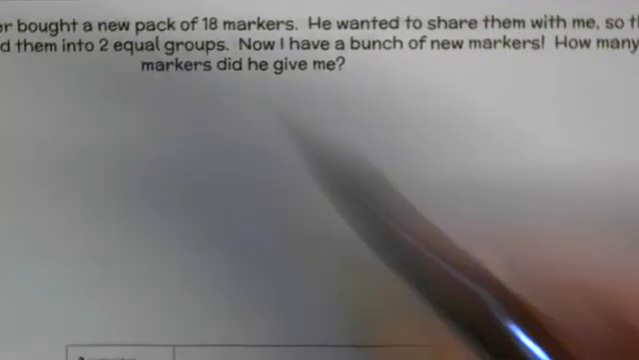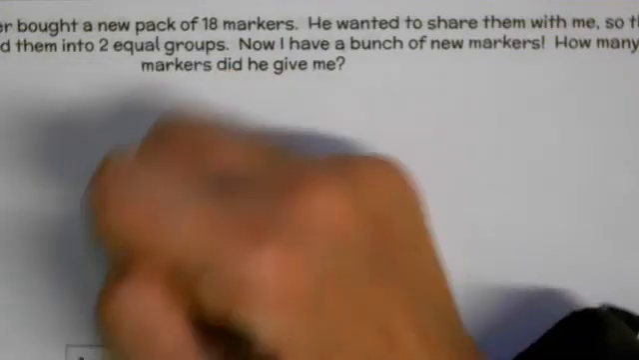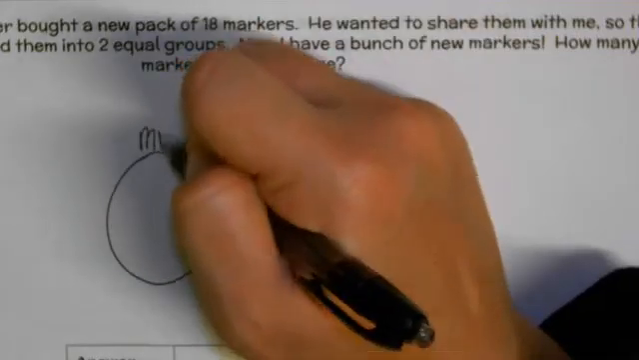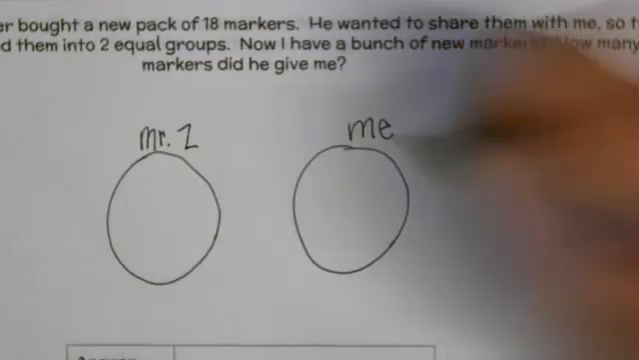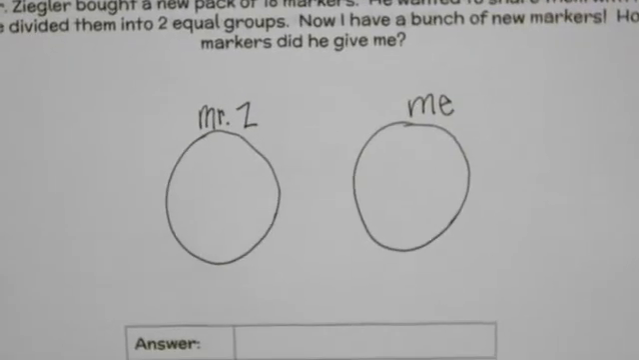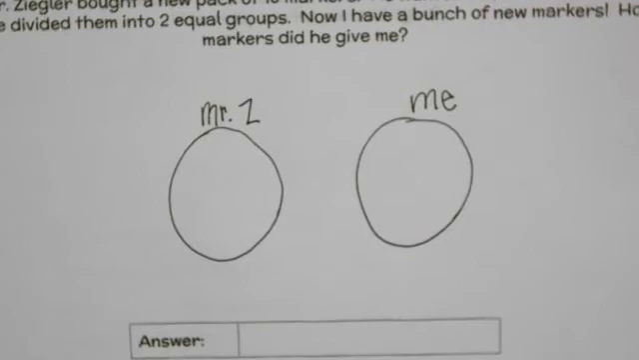Okay, so let's see. This is a division problem. Mr. Ziegler had 18 and he wanted to share them with me. So he divided them into 2 equal groups. All right. So I want to do fair share here. So here's Mr. Ziegler's markers. Here's my markers. So Mr. Z and me, right? And I know there are 18 markers. So I have to fair share 1 to each group until I run out of markers. And then we should have an equal amount.